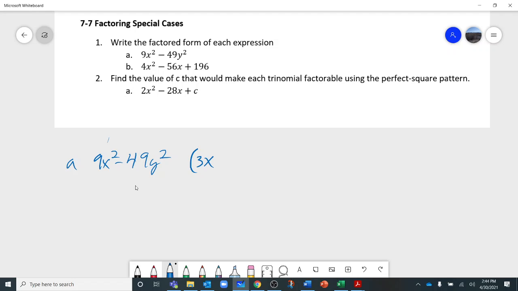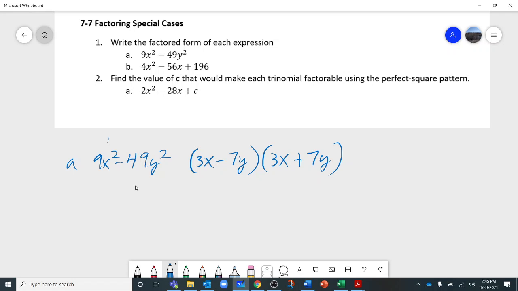Square root of 9 is 3, square root of x squared is x, and we can do subtraction for this one. Square root of 49 is 7, square root of y squared is y, and then we write almost the exact same thing in the other parentheses, just putting a plus between our values instead of a minus. That way, when we multiply through, we get our 9x squared, a negative 21xy, and a positive 21xy. They cancel each other out, and then we get the negative 49y squared.